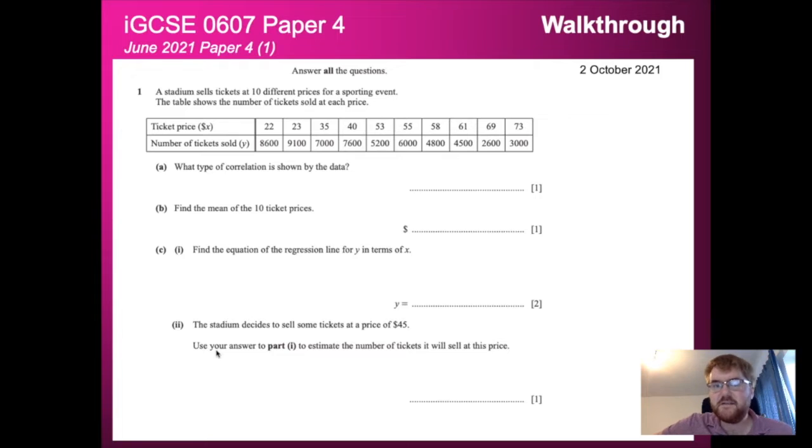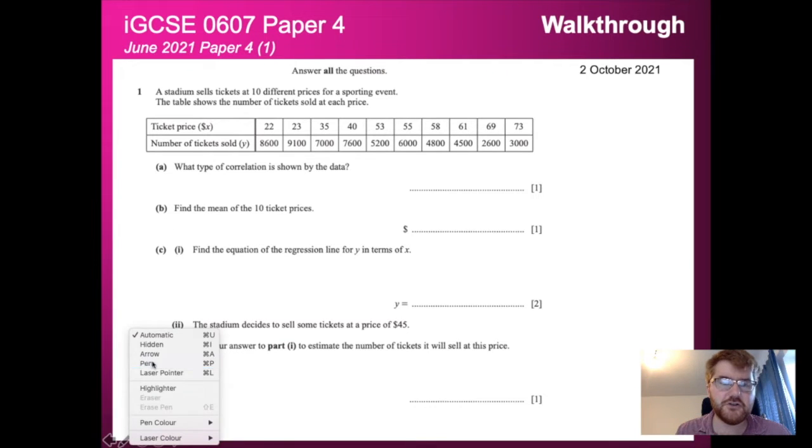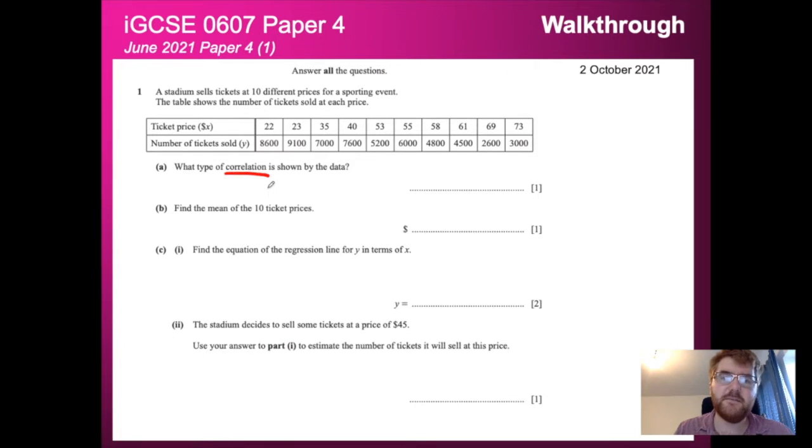Question 1. A stadium sells tickets at 10 different prices for a sporting event, and we've got a table showing what's going on. So we have our ticket prices and then the number of tickets sold. Now, the first thing we need to do is identify the correlation shown by the data. This is a word to be familiar with.